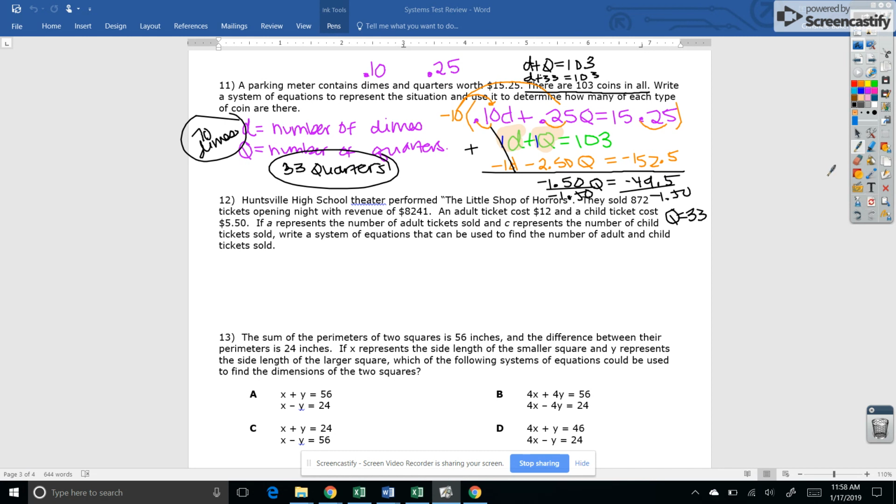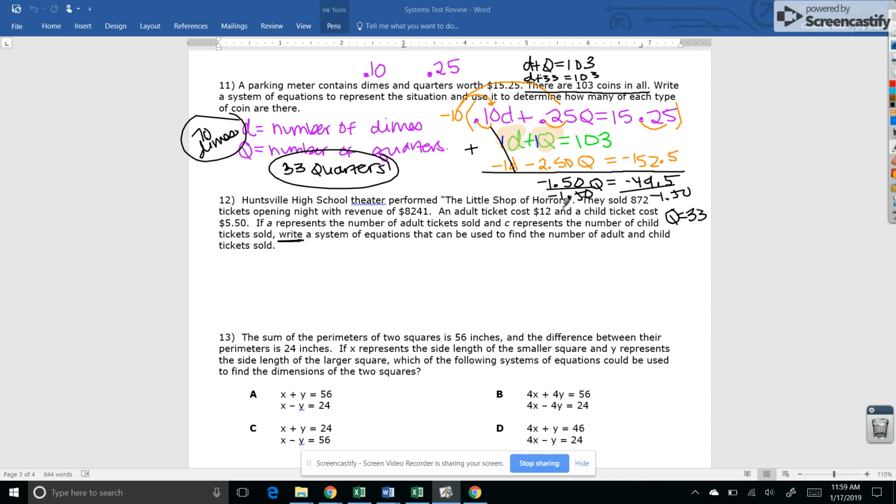Okay, Huntsville High School Theater performed Little Shop of Horrors. They sold 872 tickets opening night with a revenue of $8,241. An adult ticket was $12, child ticket is $5.50. A represents adult tickets, C represents the child tickets, and write a system that can be used to find the number of adult and child tickets. Okay, we just have to write it. We don't have to solve it.